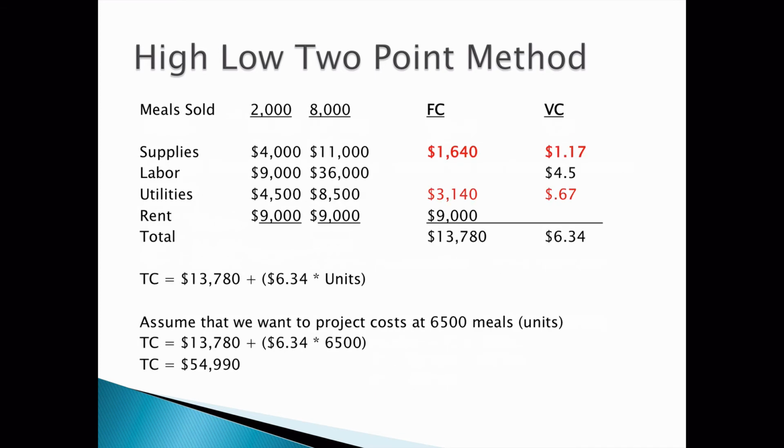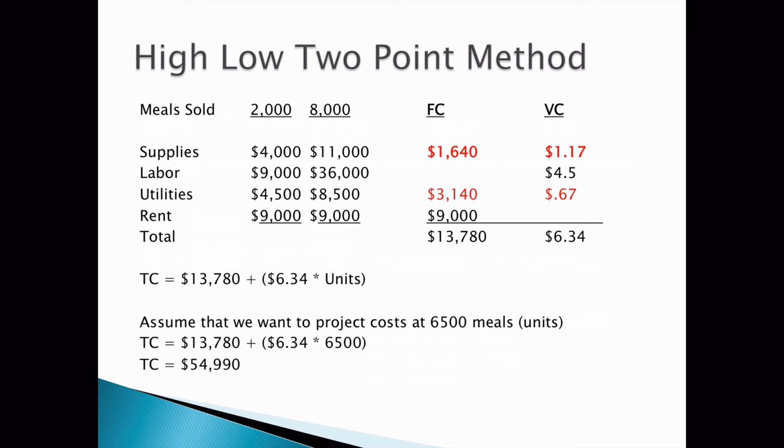So again, we add those to our columns for fixed costs and variable costs, and we add them up, and now we have our total fixed costs and our total variable costs for our operation, and we can create the cost formula of total cost equals $13,780 plus $6.3 per unit times the number of units.